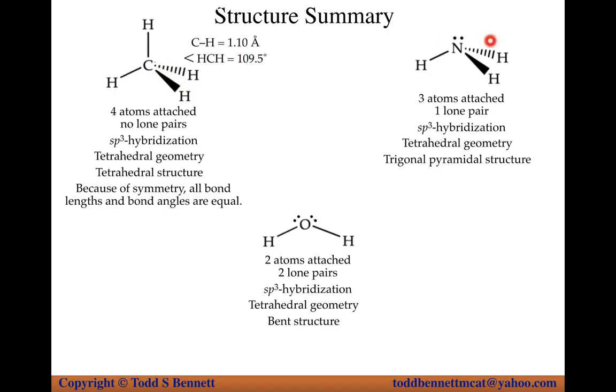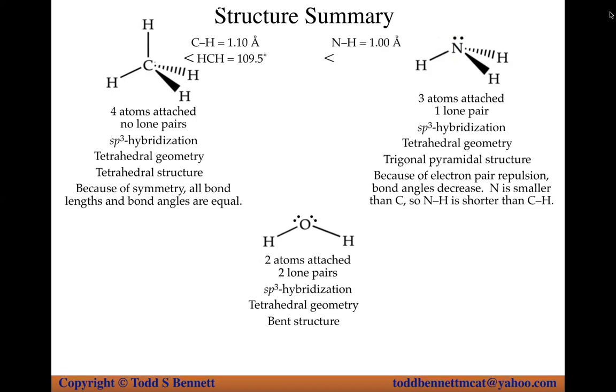Okay, the ammonia structure, because of VSEPR, valence shell electron pair repulsion, these lone pairs are going to repel these other bonding pairs down a little bit. Again, lone pairs are more concentrated, so they have a higher repulsion factor.